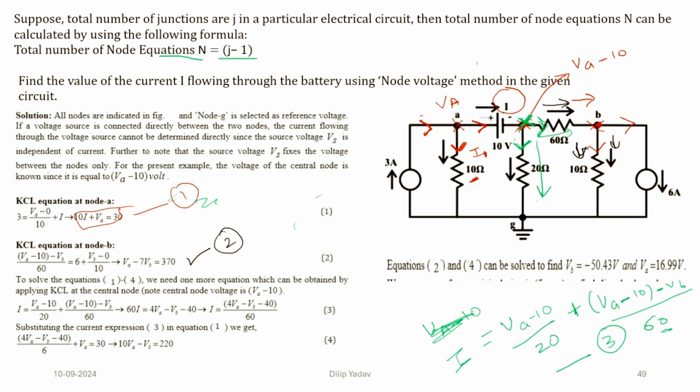So this was the third equation. Now we have three equations. I is equal to 4 VA by this, and by solving it we have the fourth equation. Now substituting the value that I have obtained, the I value that we have calculated can be substituted in the first equation, and by this we will obtain the equation 10 VA minus VB is equal to 220. By solving equations 2 and 4, VA and VB can be calculated.